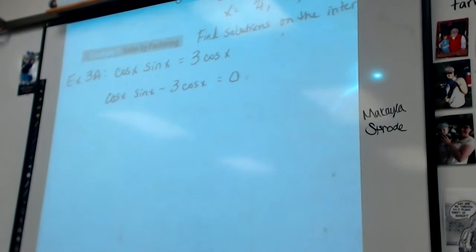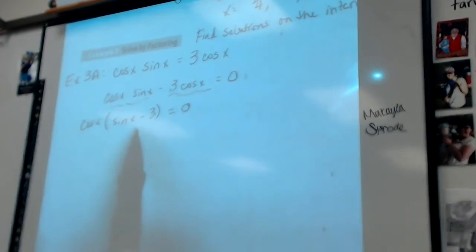So now we can factor out a cosine x. So what would we have left in this term? Sine x minus 3 equals 0. All right, so now what you do is you just set each one of these equal to 0 and solve.